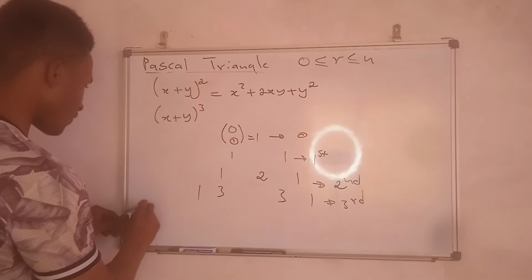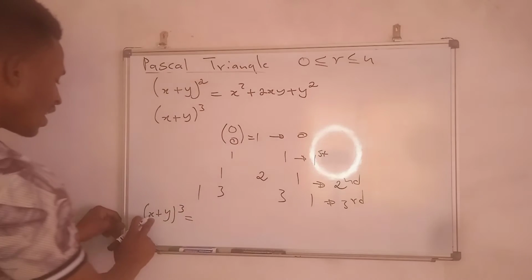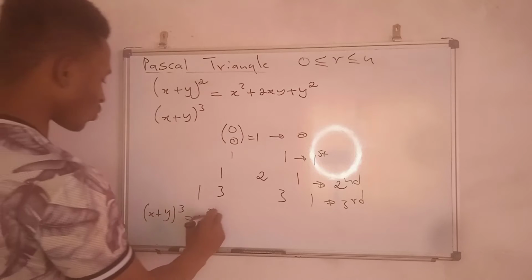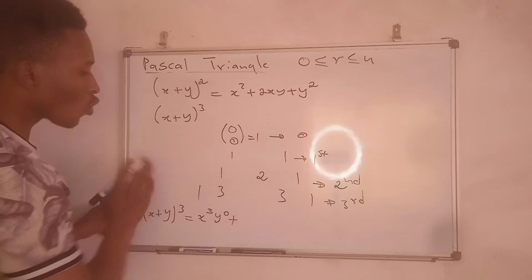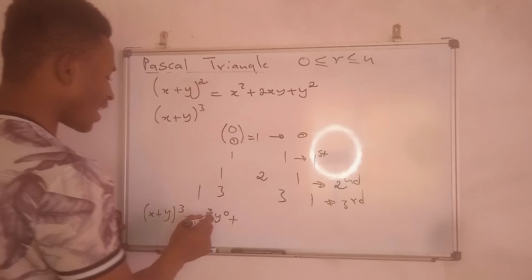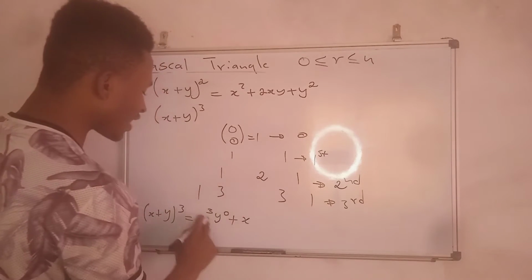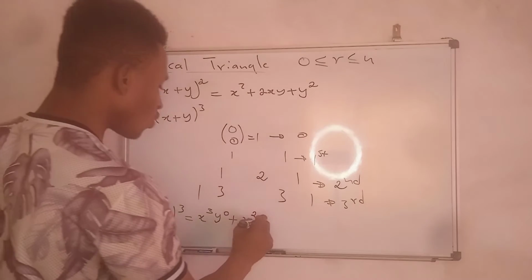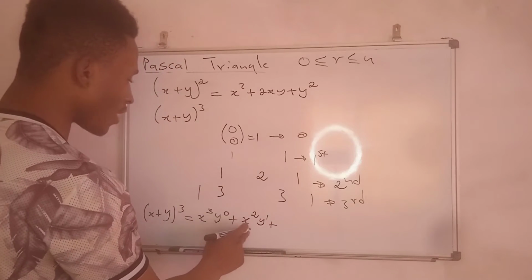So check this out, guys. x plus y to the power 3. x initially starts with power 3, but y initially starts with 0. So when we are going from the left to the right, the power of x decreases by 1, and then this is going to be 2. But the power of y will increase by 1 every time.